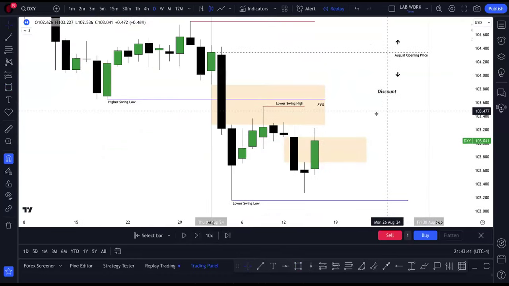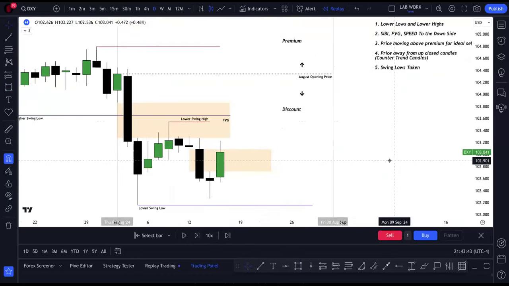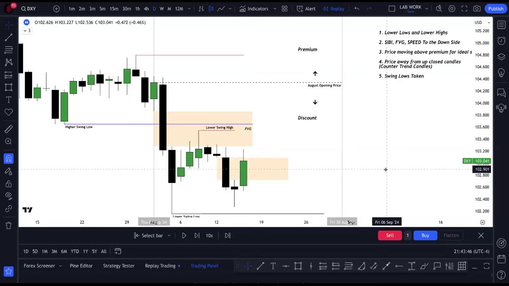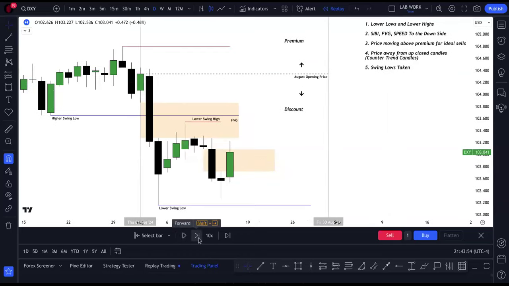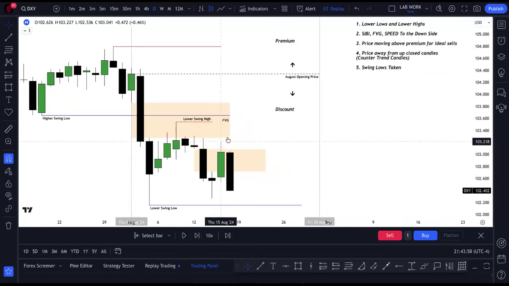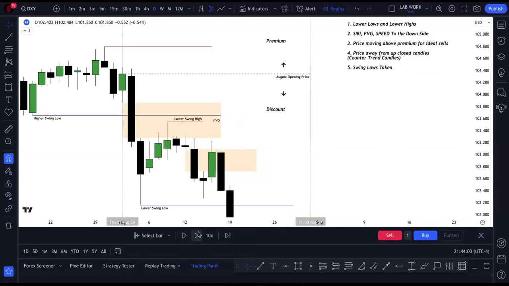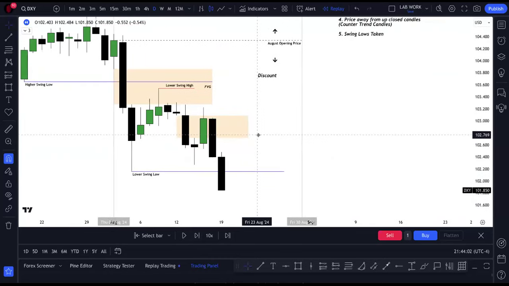We can take an educated guess. If you haven't noticed or realized, the next swing point tends to form in the inefficiency. The next swing point tends to form in the inefficiencies. That's on all time frames. Up close candle, price trades away. Wow. And now it starts to really sell.